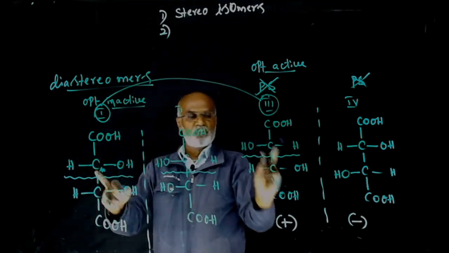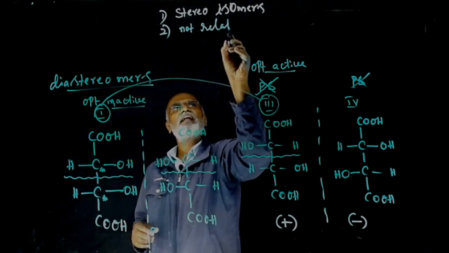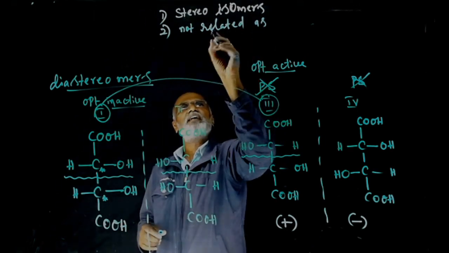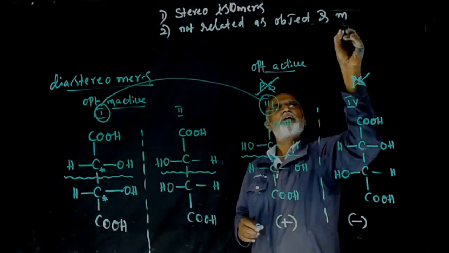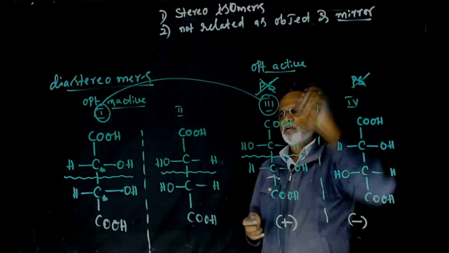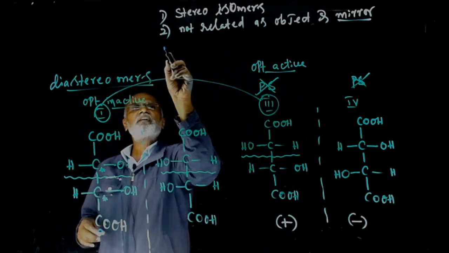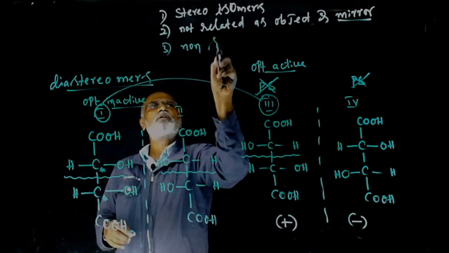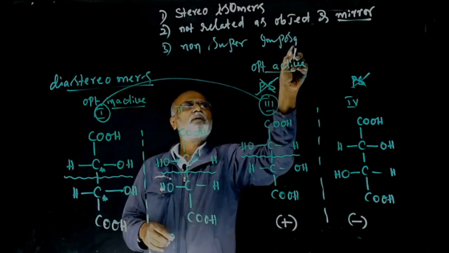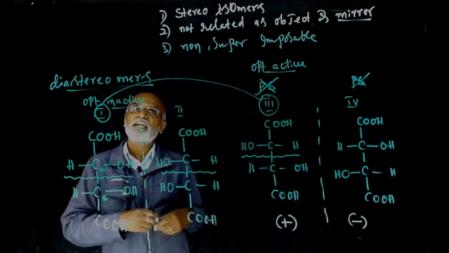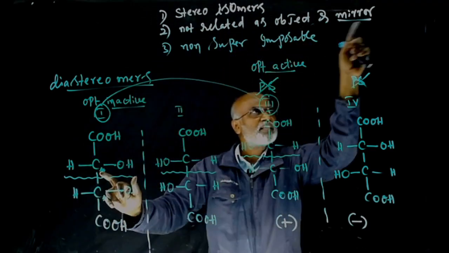Also, they are the stereoisomers, not related with each other as object and mirror image. Second condition, not related with each other as an object and mirror image. The third condition, which are non-superimposable. Remember, there are three conditions. A pair of stereoisomers, not related with each other as an object and mirror image.